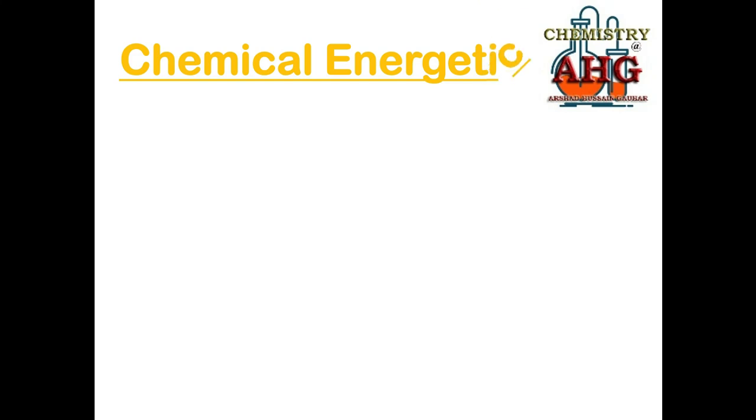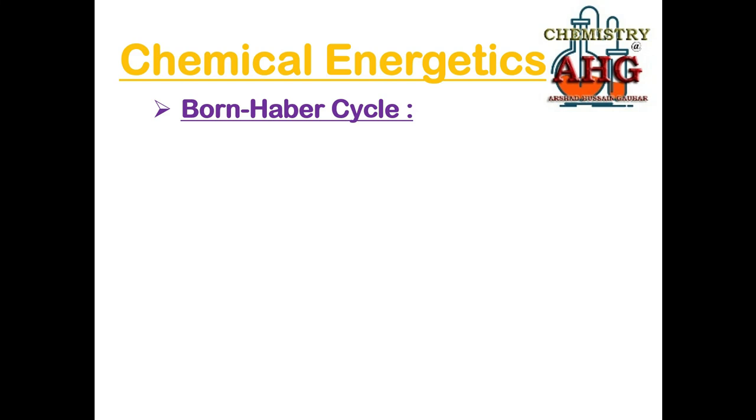Hello students, A2 Chemistry, chapter is Chemical Energetics, lecture number 5. In this video, we are going to talk about the most important topic of chemical energetics for A2, it is Born-Haber cycle. So this is the most important lecture we are going to start with.